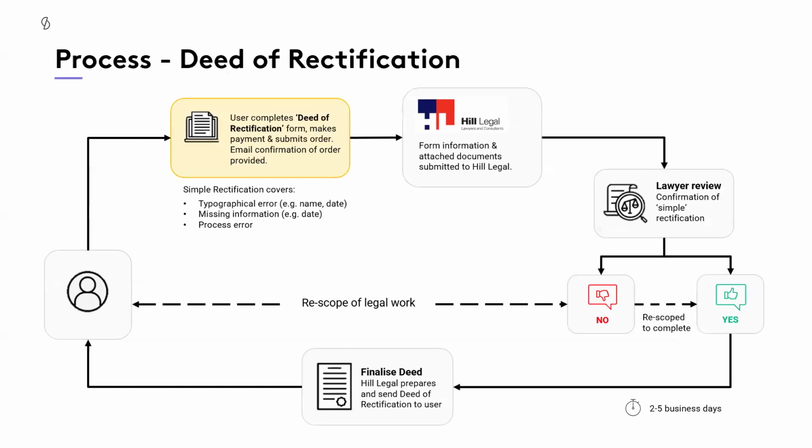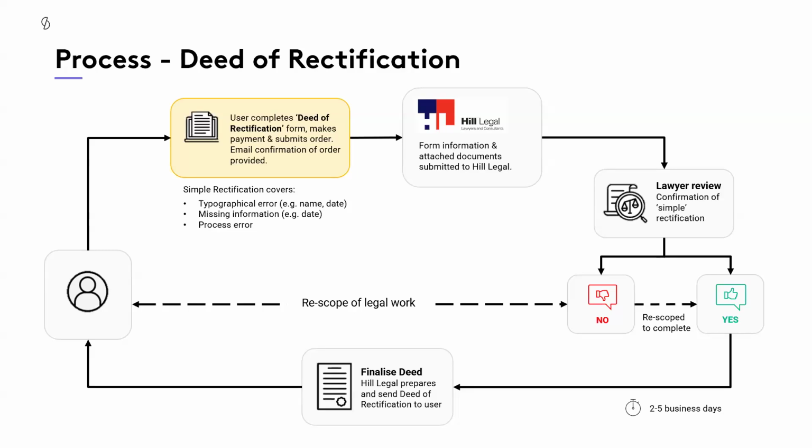So procedurally, what will happen is that ultimately the user will complete a deed of rectification form, okay? And we're going to jump into that in just a moment. But ultimately what we have here is the rectification process in here covers those three key areas that we spoke about before. So it will cover typographical errors, missing information, and process. So in the form, you will have the ability to include all the information, upload documents to assist in that process, and make payment in respect to that rectification, which will submit the order.